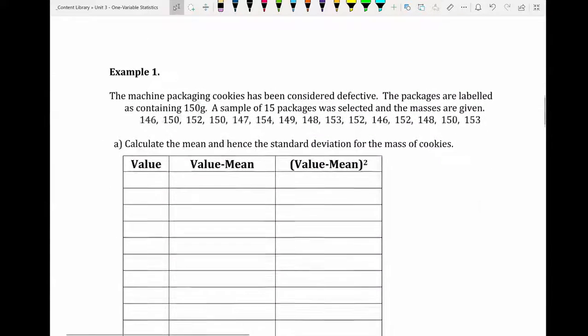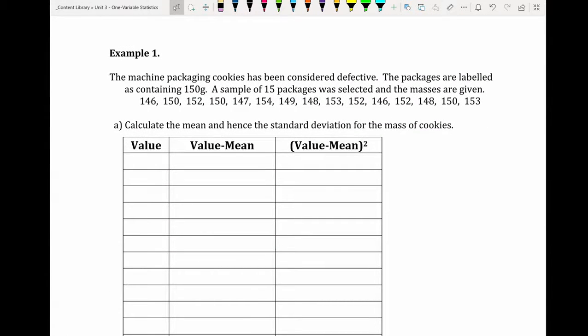So in our example, the machine packaging cookies has been considered defective. The packages are labeled as containing 150 grams. A sample of 15 packages was selected and the masses are given. So we have all our masses laid out. So the first thing we need to do before we start going to the table is find our mean. So again, remember the mean is taking all the numbers, adding them up, and then dividing them by how many we have. And again, I'm not going to write that out, but we should find that our mean equals 150.